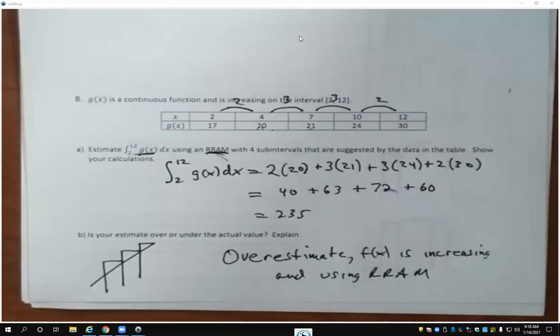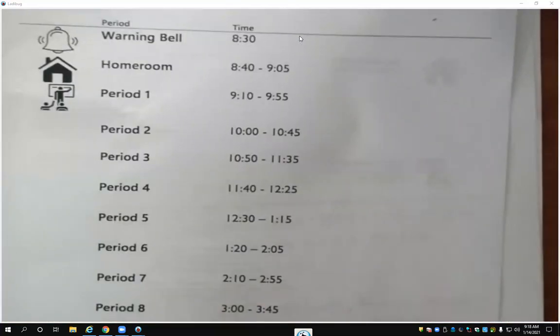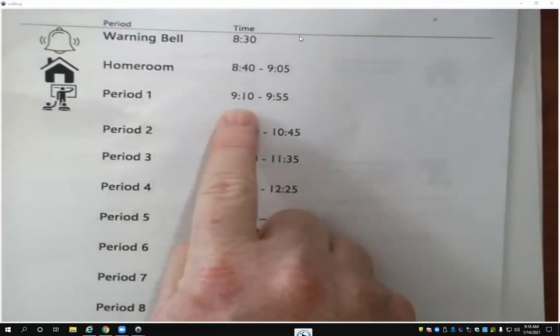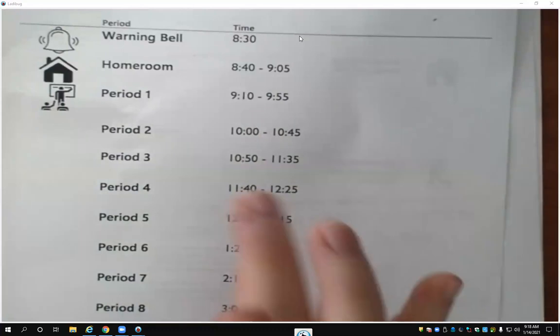Tuesday is the homeroom schedule. So if you don't have it, take a quick picture of that. We will not be starting our Zoom meeting on Tuesday until 9:10. Every other day will just be normal. If you don't have this scheduled, that's the new schedule. We're going to homeroom first.